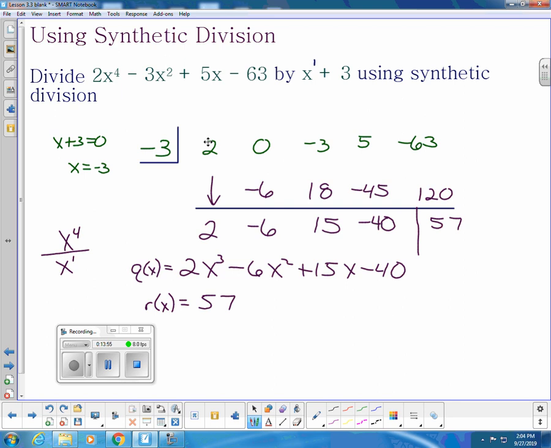Do you want to see another example of that? We're going to do one within another one, but do we need another plain old synthetic guy?